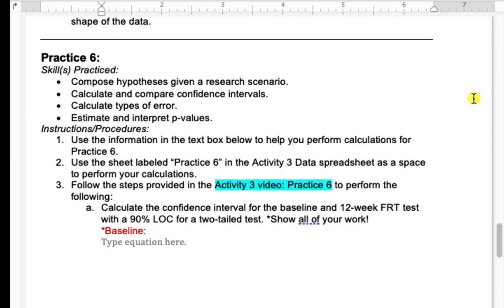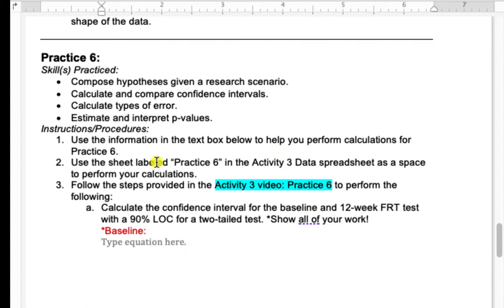In this video, we will be reviewing the tasks for Practice 6, which include composing hypotheses, calculating and comparing confidence intervals, calculating types of error, and estimating and interpreting p-values based on the calculations we make for intervals. I've given you a text box below to give you enough information so that you can make some informed decisions about the calculations you'll be making.